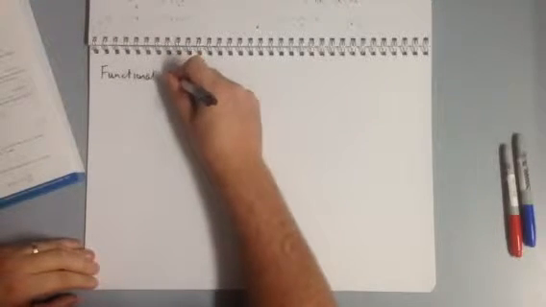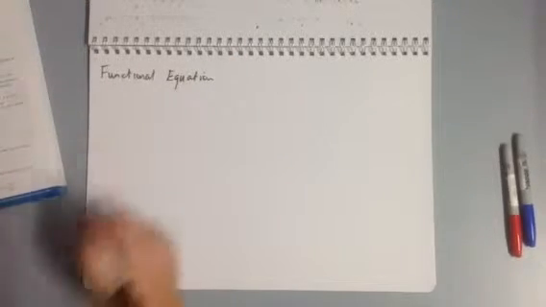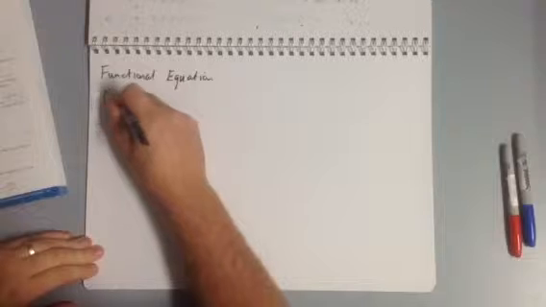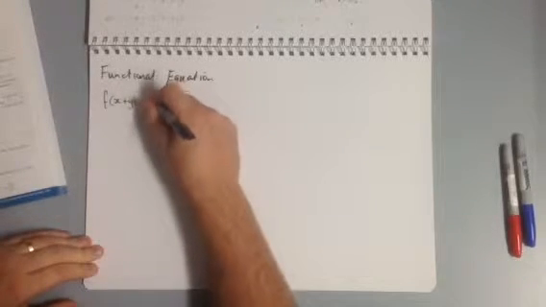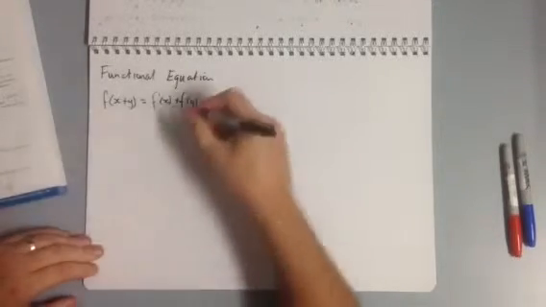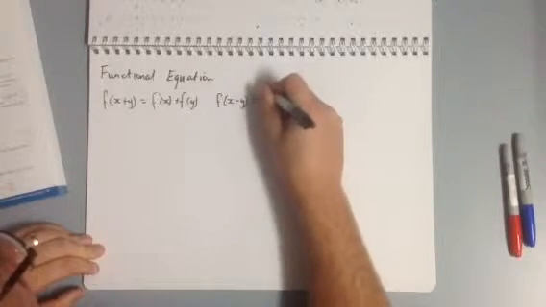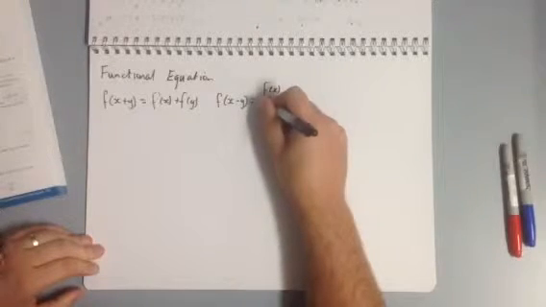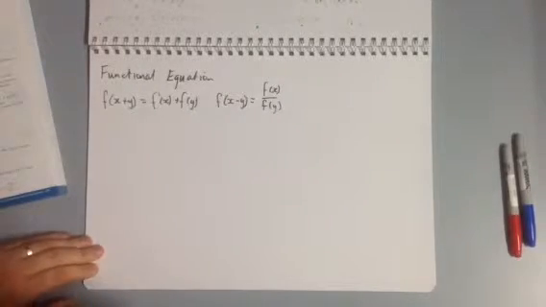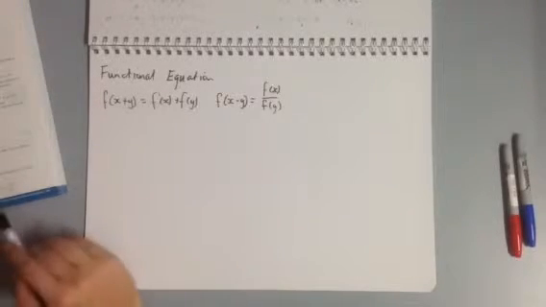So functional equations. For these, what we're trying to do is prove things like f of x plus y equals f of x plus f of y, or it could be that f of x take y equals f of x over f of y. It's things like trying to prove that. And when we're trying to prove these things, what we're doing is trying to get our left-hand side to equal our right-hand side.